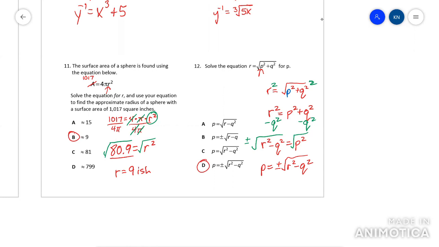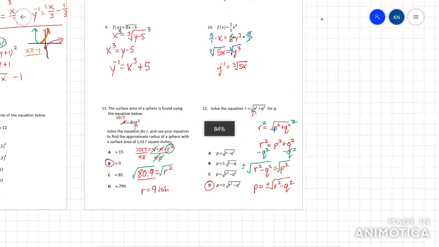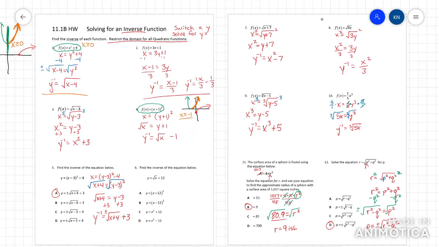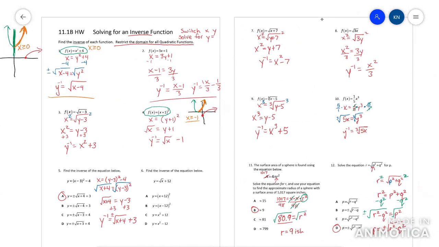Okay. So yeah, that is how you do inverses algebraically. They're not that hard. Just switch your x and your y and then go solve. So if you're good at algebra and you're good at solving, you should be good at this.